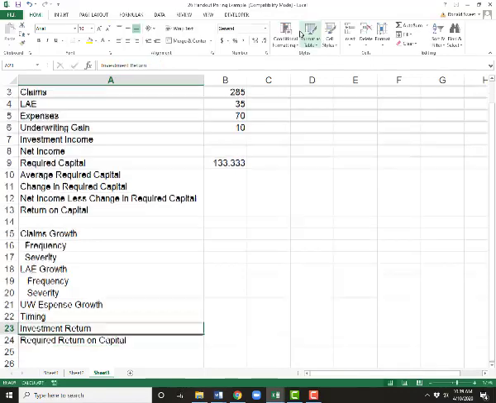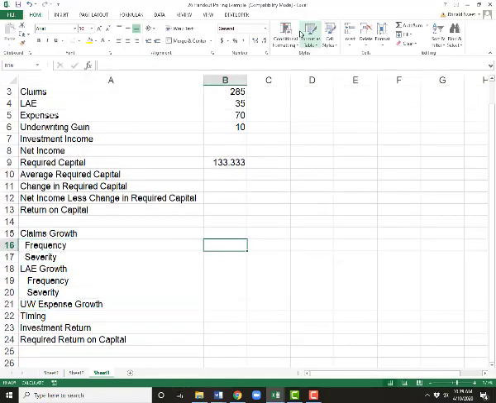All right, so we've got everything set up. So the frequency of our claims is going to grow by 3%. The severity is going to grow 3.5%. For LAE, it's going to be 3% and 2%. For expenses, 2.5%. And they all have the same timing, 0.5. Investment returns, 4%. Return on capital, 5%. Let me change all these to percents because they all are percents.